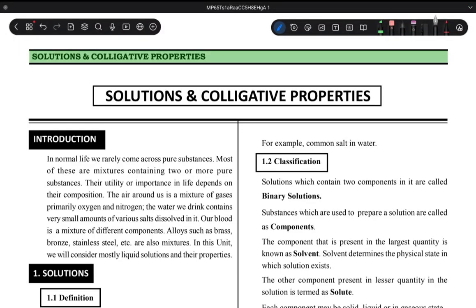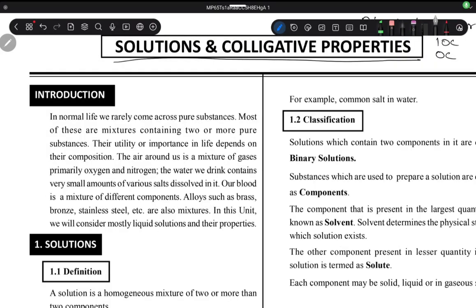Welcome, guys, to the new chapter of chemistry, class 12, solutions and colligative properties. This is a chapter of physical chemistry. As we know, we have three parts of our chemistry in class 11th and 12th, that is physical chemistry, inorganic chemistry and organic chemistry. Okay, so I'm starting the chapter.